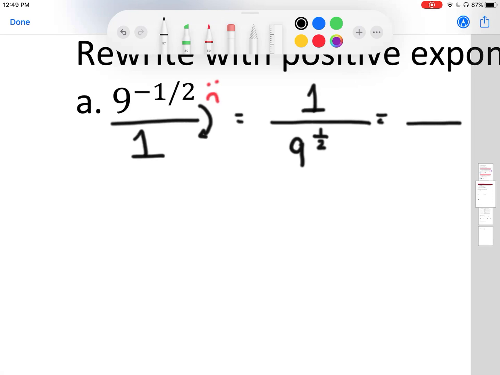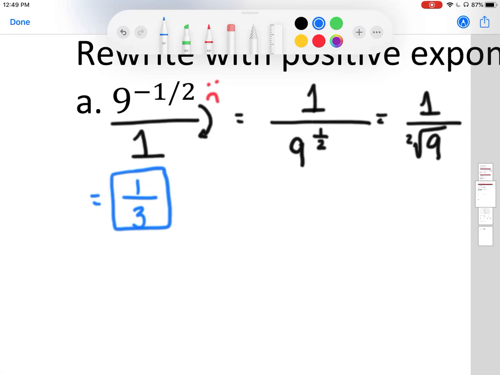Okay, I know that, well, let's back it up. I know an exponent that's written as a fraction is just a radical. So I have 1 over the square root of 9. You can write a little index of 2 if you like. All right, what's the square root of 9? That's just 3. So my answer is 1/3. I can't simplify that anymore.